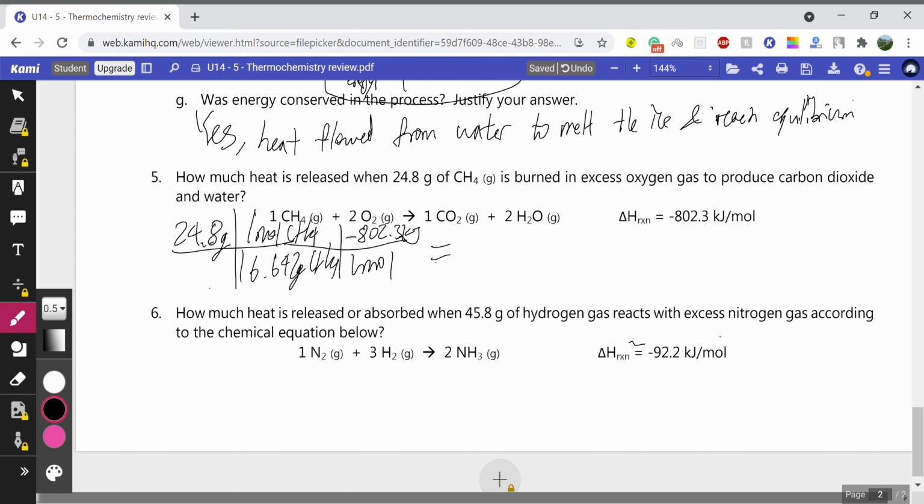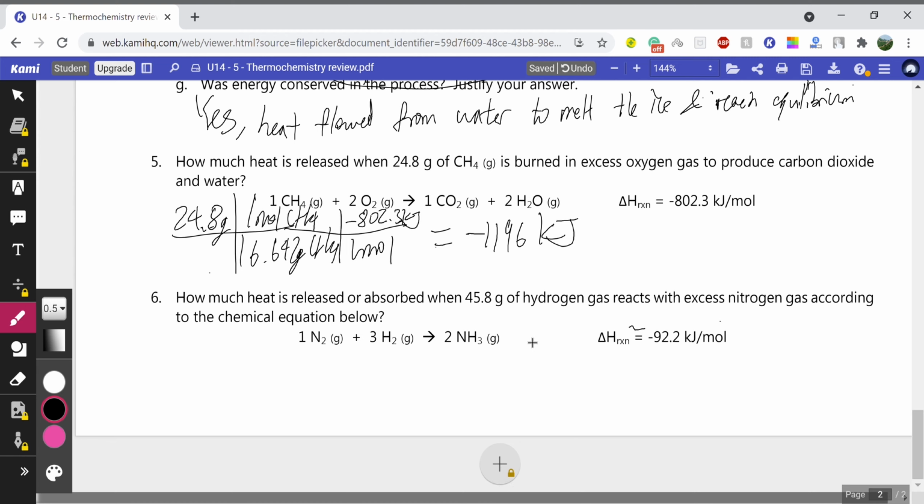So now we do 24.8 divided by 16.042 times negative 802.3. We'll get an answer of negative 1200. And our answer will be negative 1196 kilojoules. Let's see, 1196 kilojoules, and we'll round to 4 sig figs because we're given 4 sig figs over here.